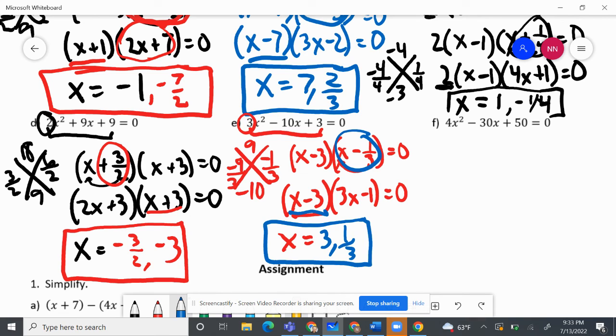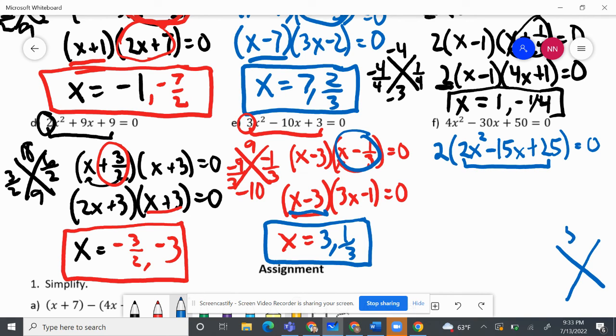Now for our last one, we see that they're all even. So we know that they're all divisible by 2. So I factor out a 2, and I get 2x squared minus 15x plus 25 is equal to 0. I'm looking for two numbers that multiply together to 50 and add up to negative 15, and that would be negative 5 and negative 10. Once again, because of the leading coefficient of 2, we don't take the 2 on the outside, only the 2 that's on the inside that we're factoring.